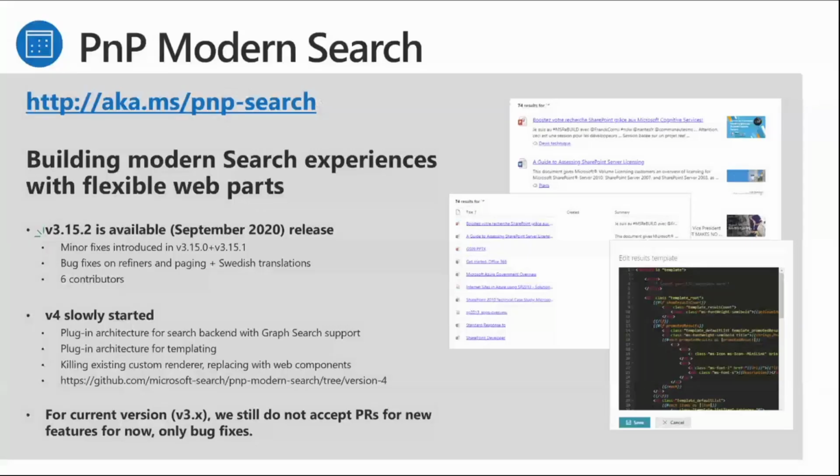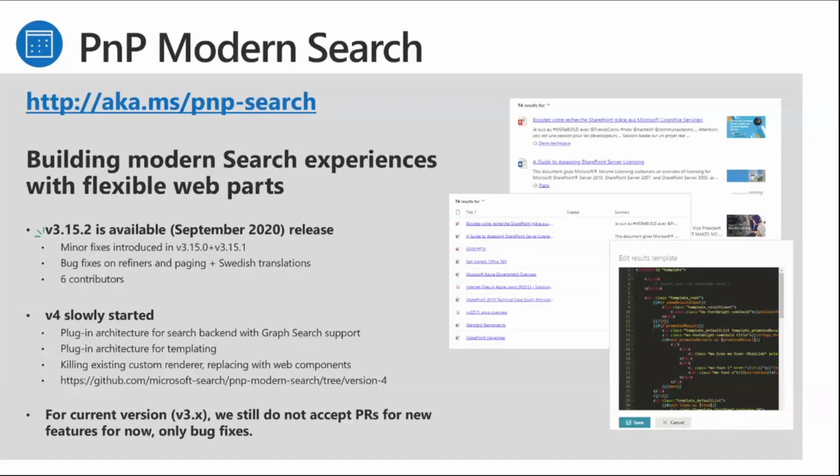And Modern Search, PnP Modern Search. So building the modern search experience with a flexible set of web parts. Version 3.15.2 is available. That's a September 2020 release. So minor fixes, some bug fixes and refiners, and 6 new contributors. Very excited to welcome all of those folks.